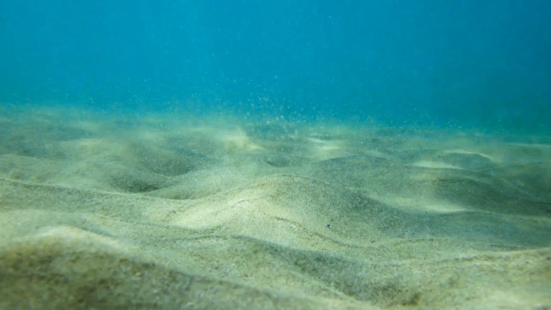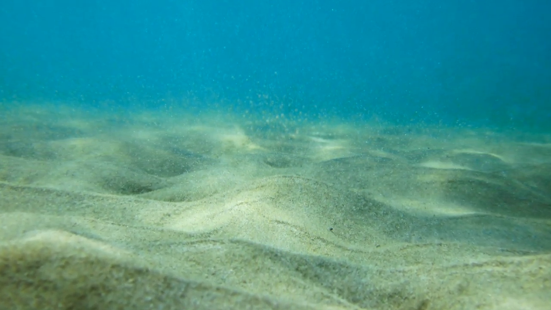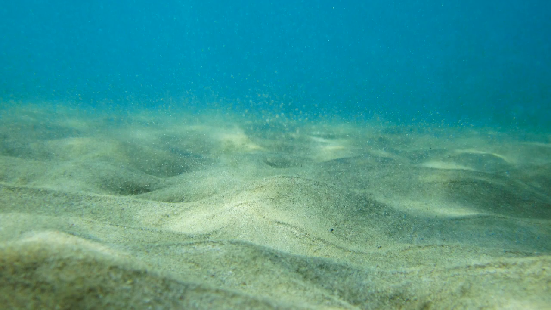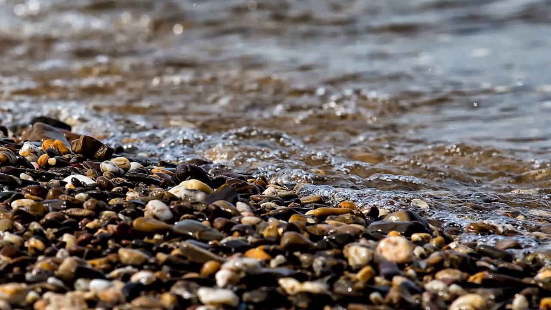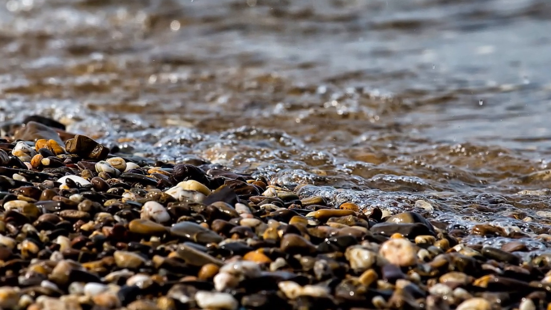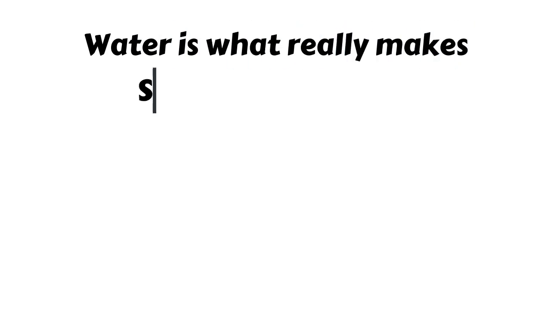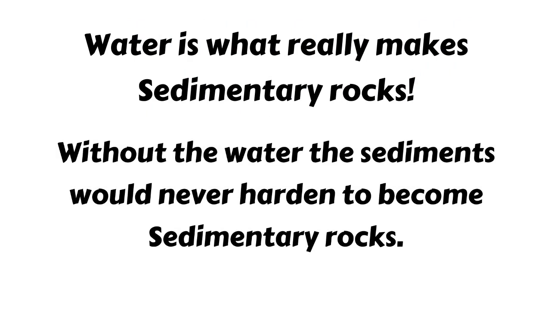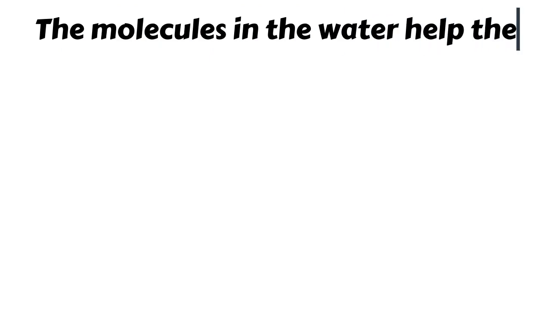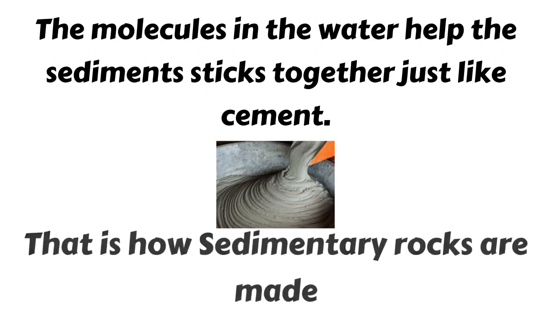And the way sedimentary rocks are formed is by sediments collecting at the bottom of bodies of water, like lakes and oceans. The sediments are pushed down by the water, and over time the sediment starts to harden into rock. Water is what really makes sedimentary rocks. Without the water, the sediments would never harden to become sedimentary rocks. The molecules in the water help the sediment stick together just like cement. That is how sedimentary rocks are made.